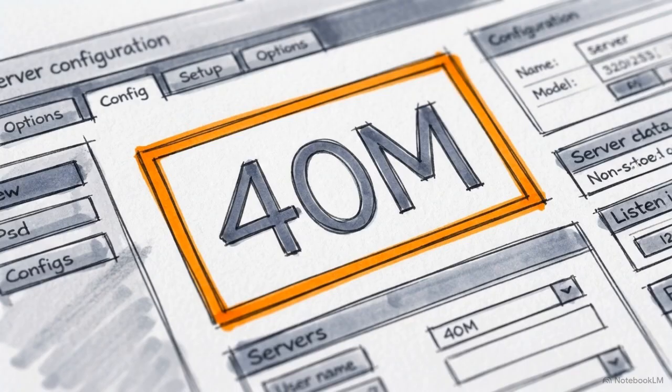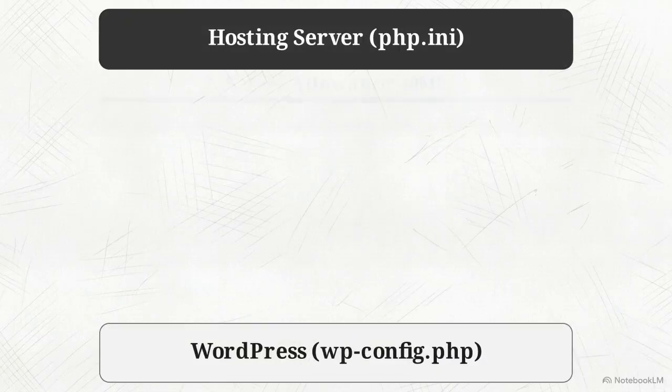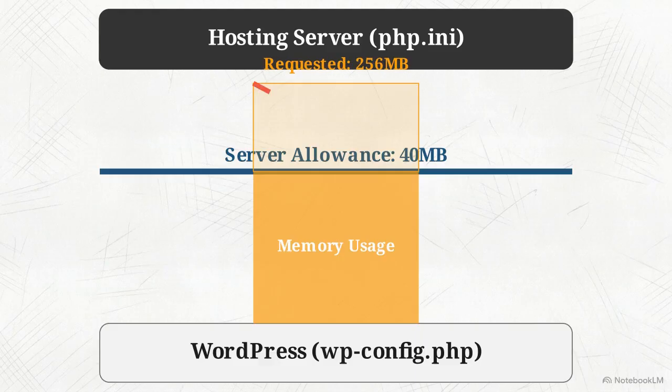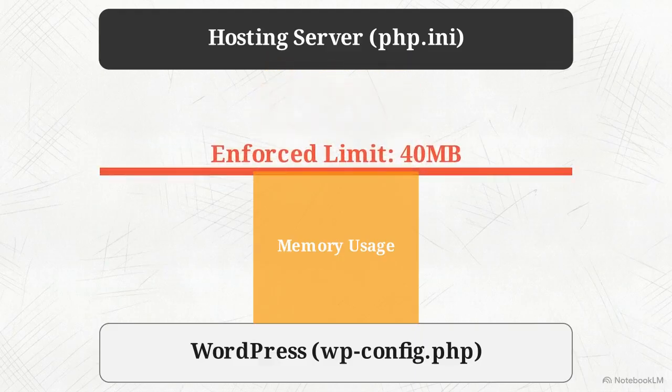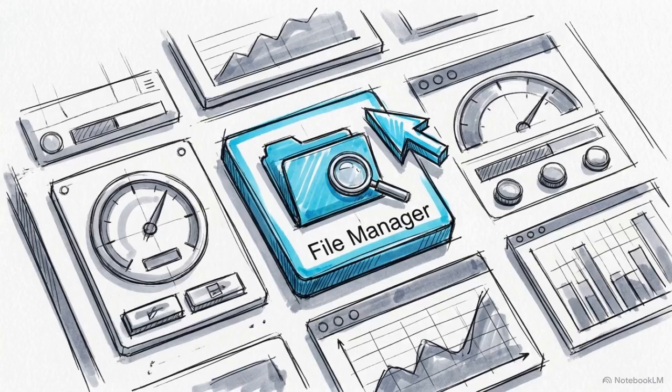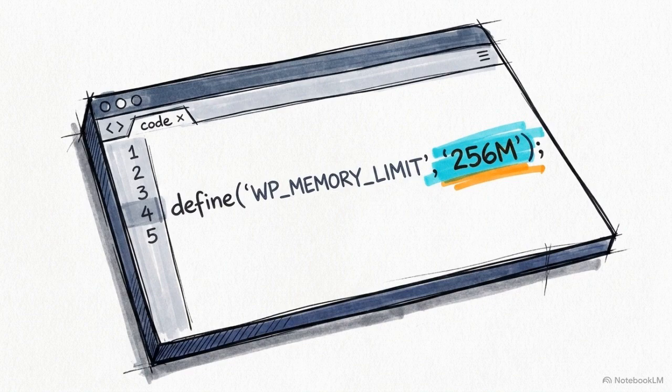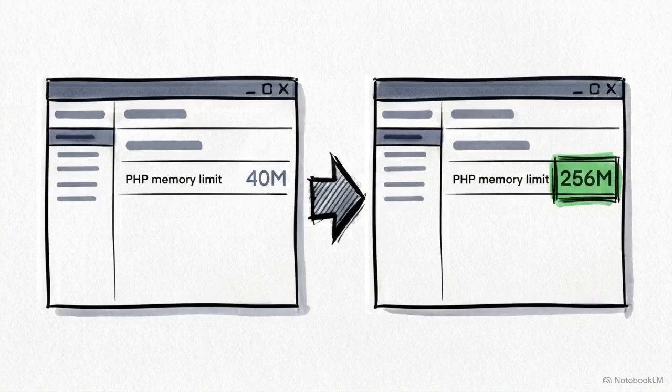This number represents the specific limit PHP is currently enforcing on the server. It reflects the real-time allowance granted by the host, regardless of the value requested in your site's configuration files. To test if WordPress itself is the bottleneck, open your cPanel file manager, edit your wp-config.php file, and add the WP memory limit definition, setting it to 256M. Save the file and refresh your site health page. Check that exact same row to see if the limit has successfully increased to 256M.